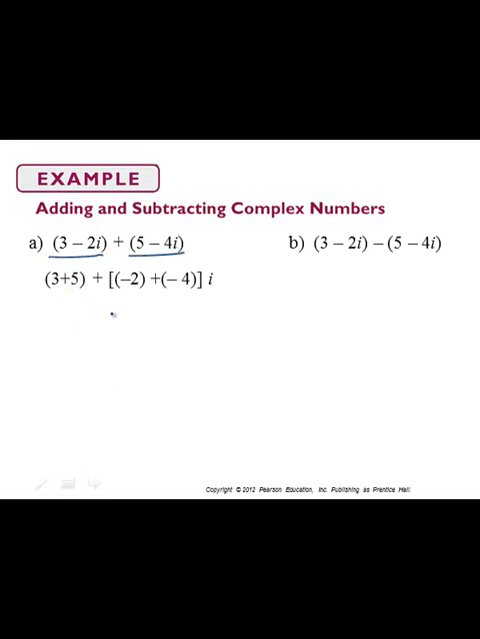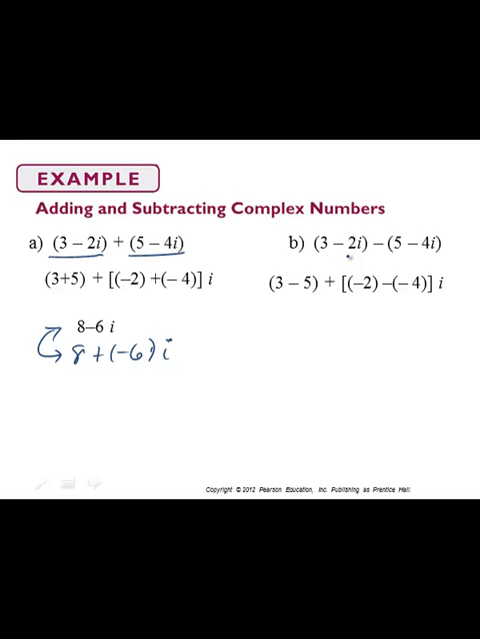3 plus 5 is 8, and then the negative 2 plus negative 4 will give you negative 6. So we'll have the 8 minus 6i, which is the same thing as 8 plus negative 6i. Same thing, but if you have 8 plus negative 6i, it's more conventional for us to write and say 8 minus 6i. Okay.